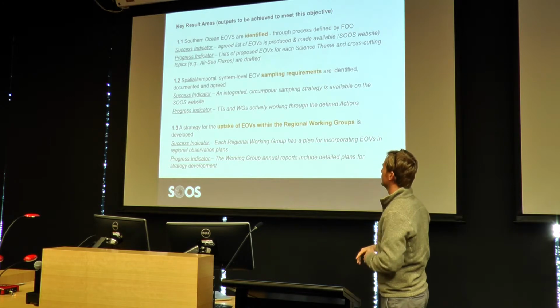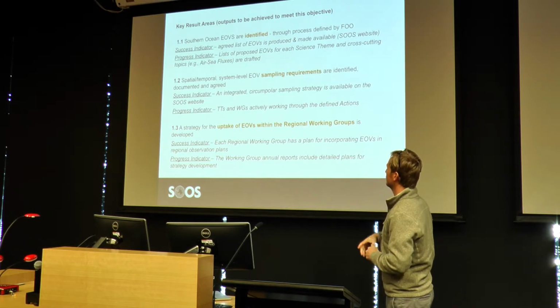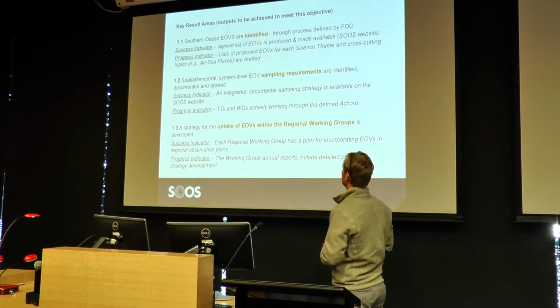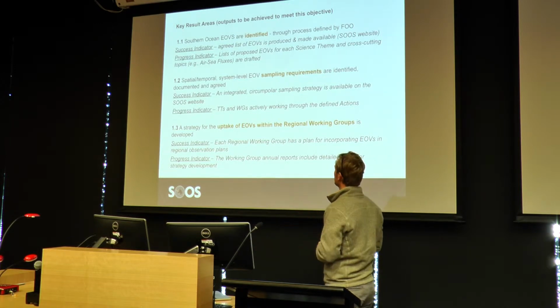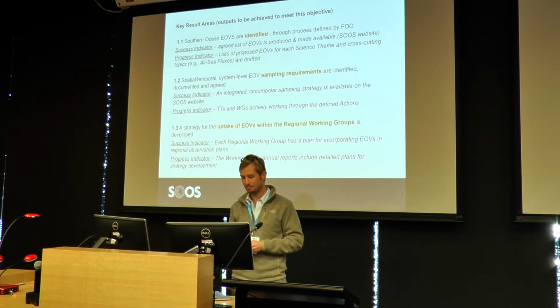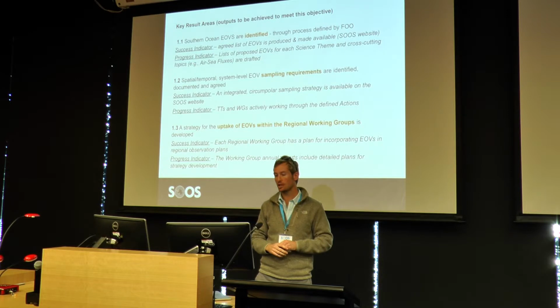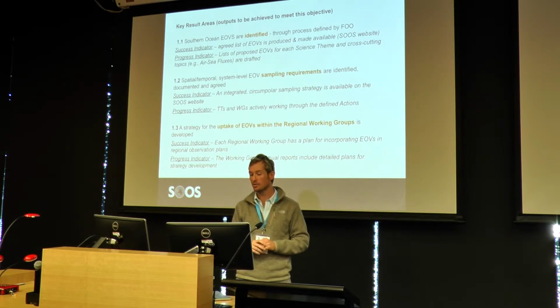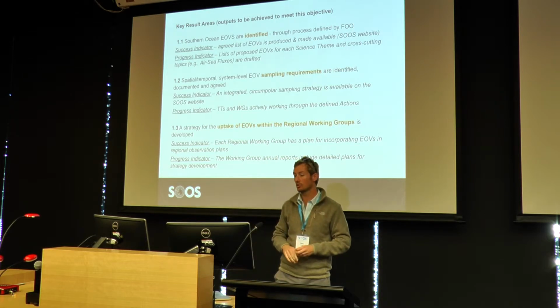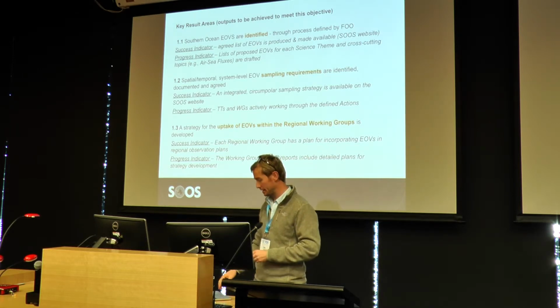The second one is looking at the sampling requirements for specific EOVs. Once those are identified and agreed to, the success indicator would be that the sampling strategy is available to the community, and that task teams and working groups will work through these to understand the best sampling requirements for those EOVs. Third is that a strategy for the uptake of EOVs within the regional working groups is adopted, so that each of the working groups can plan how the EOVs fit into the regional observing plans. The working groups can then detail this in annual reports or otherwise as an indicator.